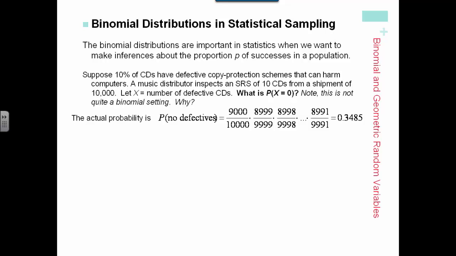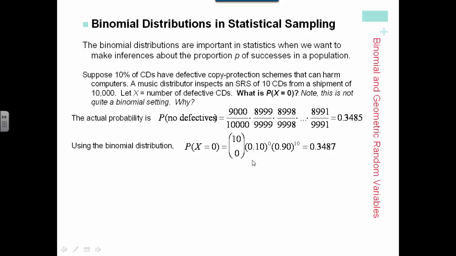The actual probability of no defectives will be the following: 9,000 out of 10,000, and one less each time, and so on down. What we end up with is 0.3485 when we multiply these together. Using the binomial distribution, 10 choose 0, 0.10 to the 0, 0.9 to the 10th would give us 0.3487.